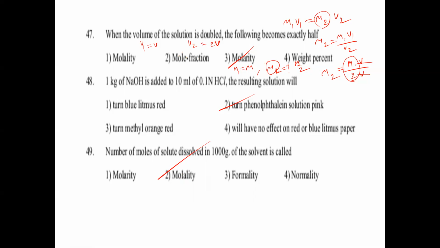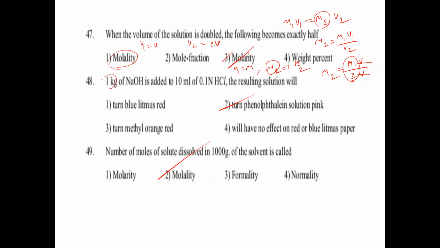So when the volume of solution is doubled and the following becomes exactly half, only molarity is possible here. For molality, we cannot take M1V1 is equal to M2V2. Only for molarity and normality, N1V1 is equal to N2V2, we can take. That is the law of dilution, M1V1 is equal to M2V2.